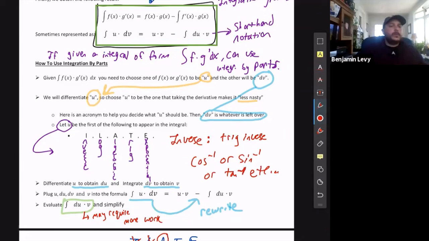We don't do a lot of trig in Calc 1, at least not in this version of Calc 1. I've mentioned this a couple times. Trig, in my opinion, comes up more in Calc 2. I mentioned that integration by parts is really a Calc 2 concept, and so you start to build in some of the trig stuff in Calc 2. So inverses, I believe, are trig inverses specifically.